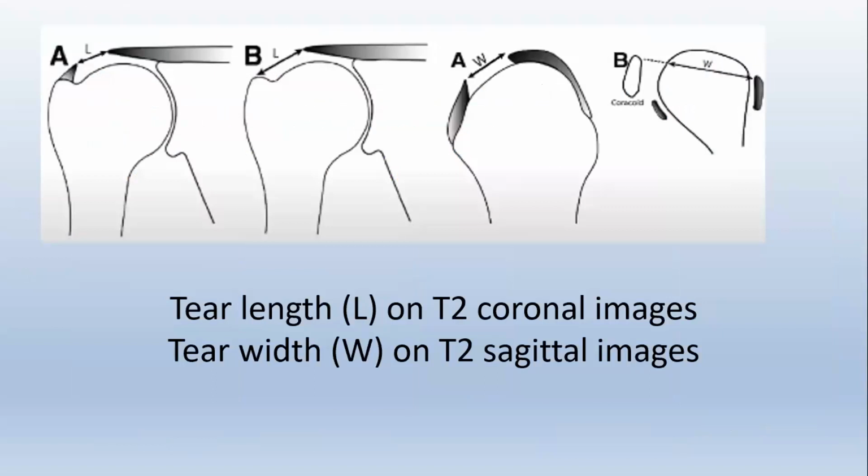Based on MRI, it can be classified depending upon the tear length and width. That is, tear length can be measured in coronal images between the proximal and medial stump. And in case of absent lateral stump, GT can be taken as a reference point. In sagittal image, the width is calculated from the anterior and posterior stump. In absence of the anterior stump, coracoid can be taken as a reference.